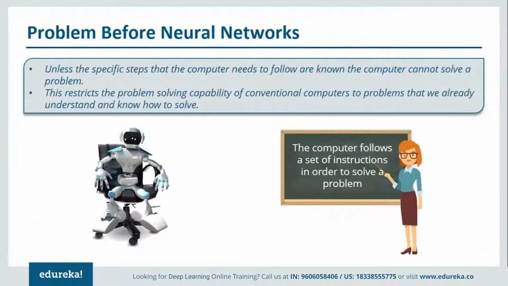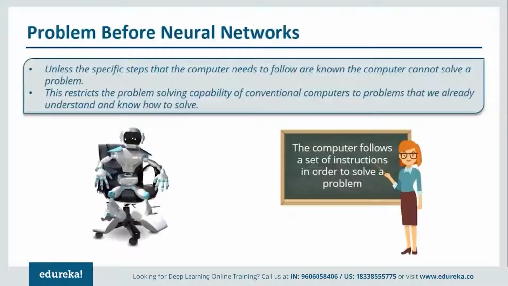So in order to understand why we need neural networks, we are going to compare the approach before and after neural networks. And we'll see what were the various problems that were there before neural networks. So earlier, conventional computers used an algorithmic approach. That is, the computer follows a set of instructions in order to solve a problem. And unless the specific steps that the computer needs to follow are known, the computer cannot solve the problem.